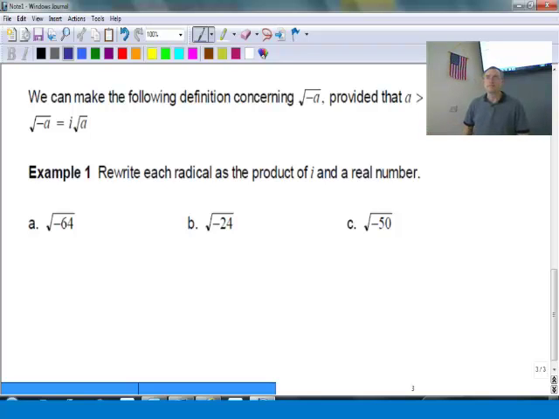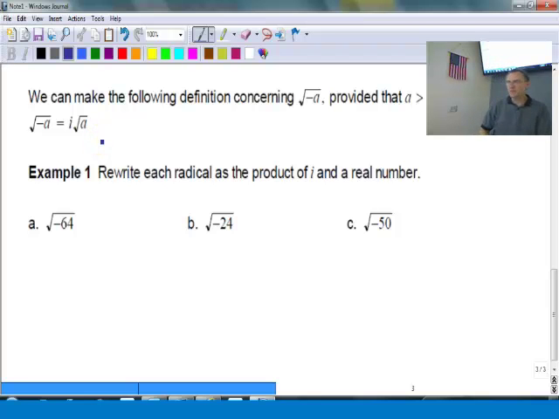Rather than just saying "not a real number," walk away from it. What's the nicest way to write this number? Well, if a is positive, so that negative a is negative, the square root of negative a is defined to be i times the square root of a.